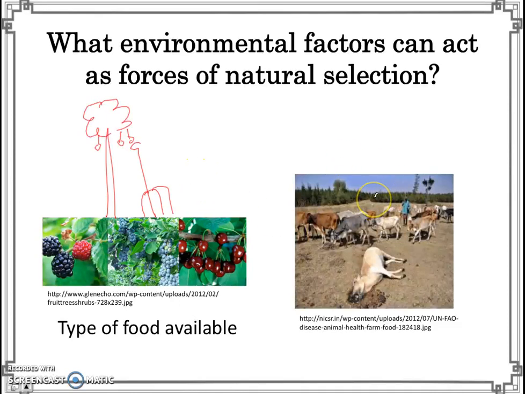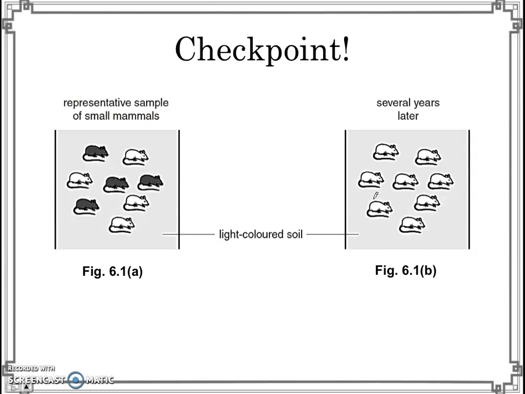And finally, another force that can act as a force of natural selection would be diseases. So when diseases sweep through an area, those individuals who are resistant, who have alleles that give them resistance, will survive, reproduce, and pass on their genes, while those who have no resistance would die out. So at this point, it will be very helpful for you to try out this checkpoint question in your worksheet. And once you have tried it out, you can continue this video and look at the answers.